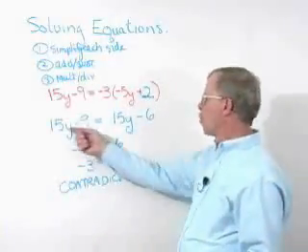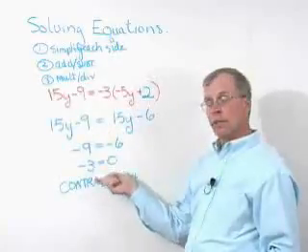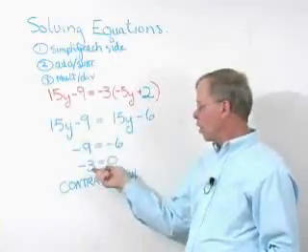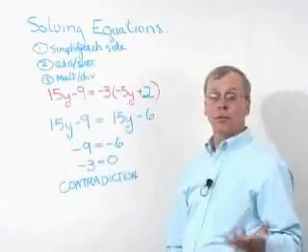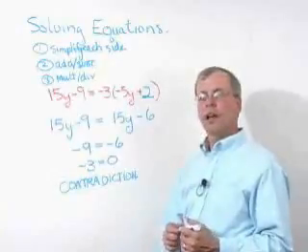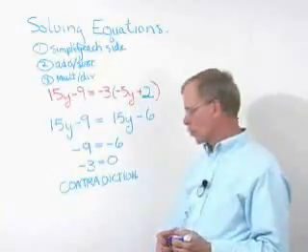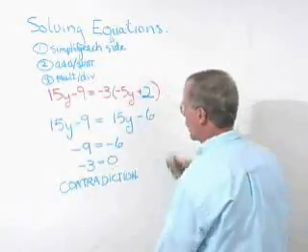There is no y that you can substitute in and come out with a statement that's true. This problem always comes out to be negative 3 equals 0, and that's not true. So this is a contradiction. This equation has no solution at all. Let's go back up and try it one more time.